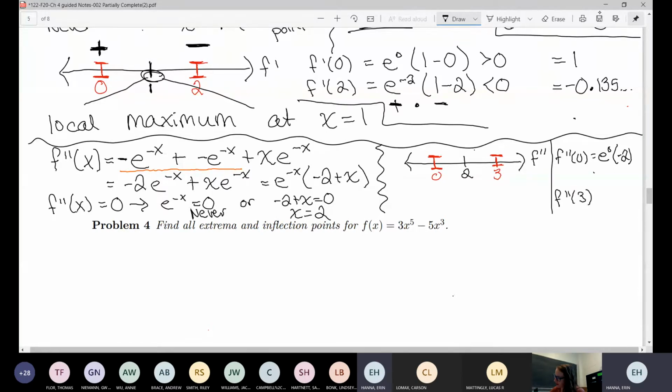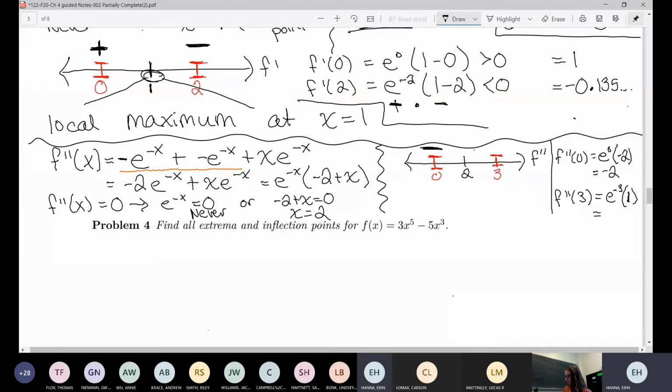This will be a negative value. It'll be negative 2. So when I plug in 0, I get a negative. When we plug in 3, we'll get e to the negative 3rd times negative 2 plus 3, which will give us 1. That's going to give us a positive value.